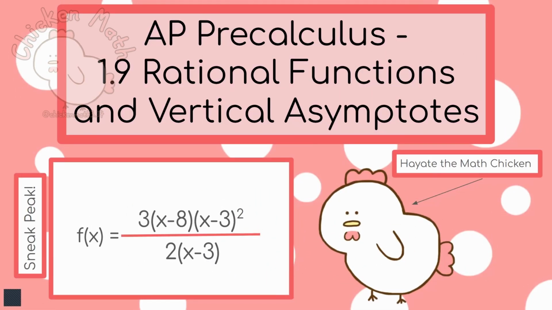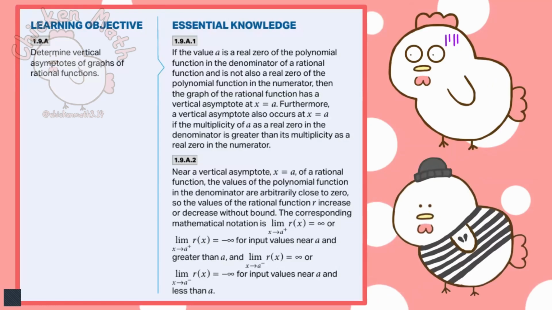Hey everybody, welcome back to another AP Precalculus video. So today we're going to be going over 1.9, rational functions and vertical asymptotes. Here are our learning objectives, and we're going to figure out where vertical asymptotes are in rational functions and the end behavior at vertical asymptotes.